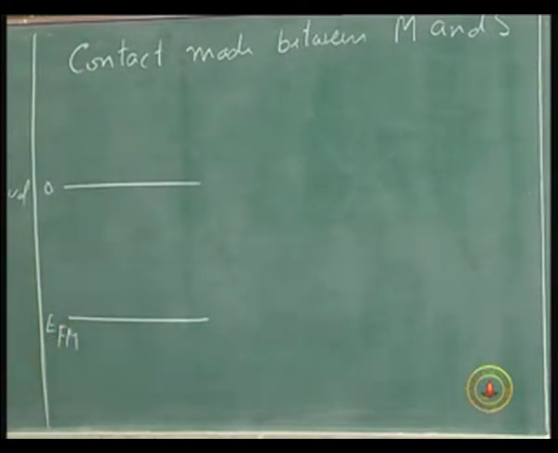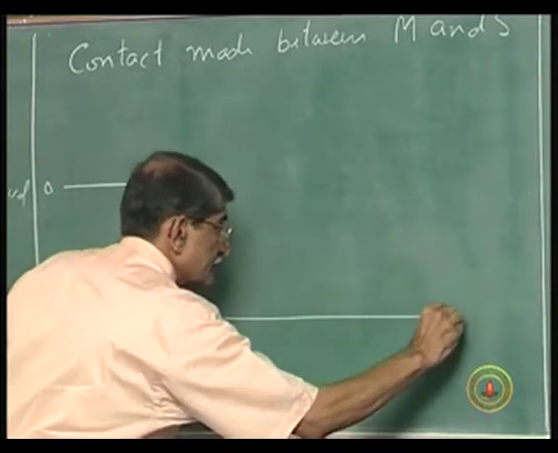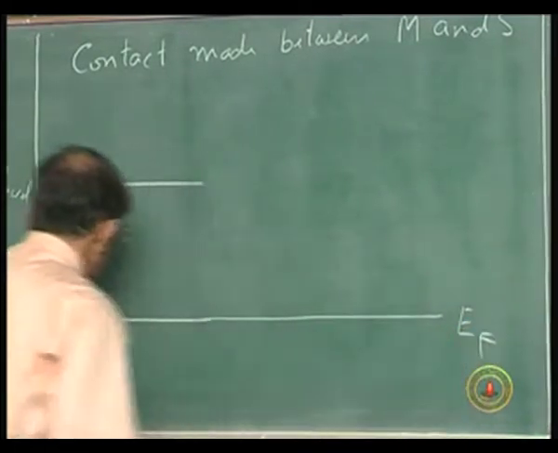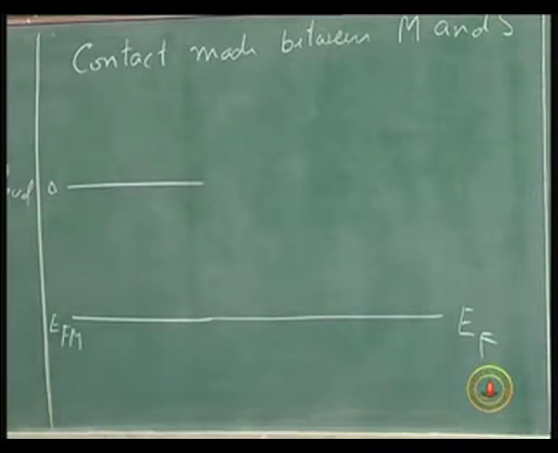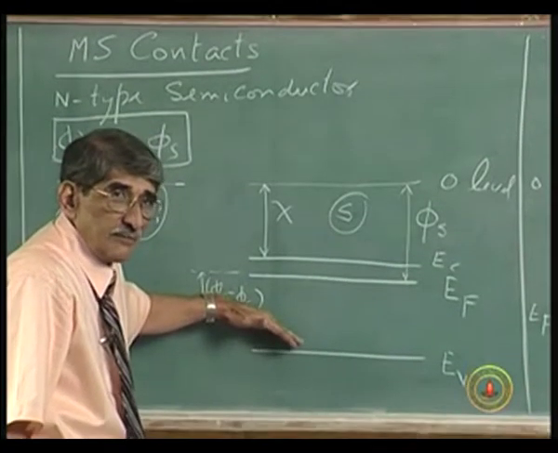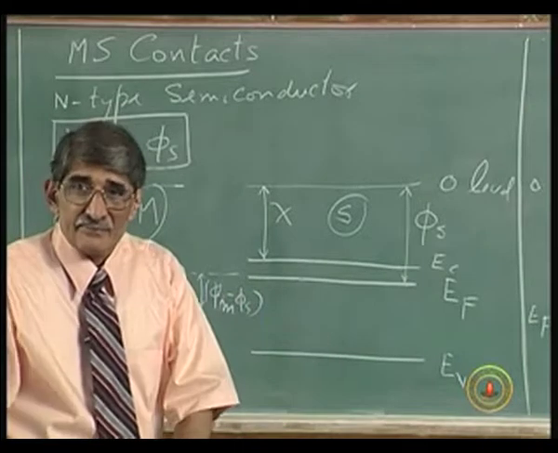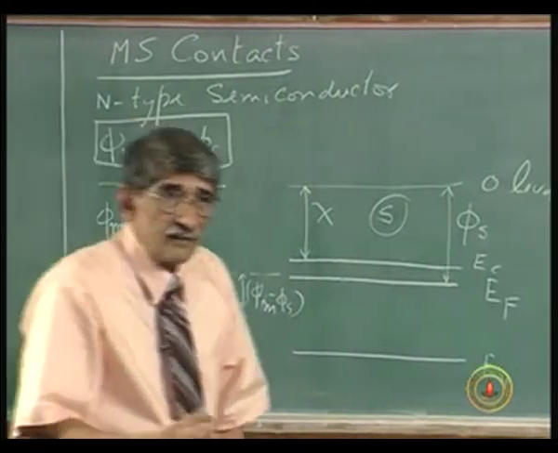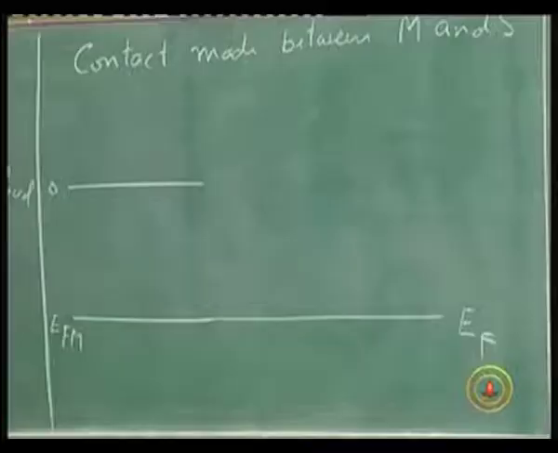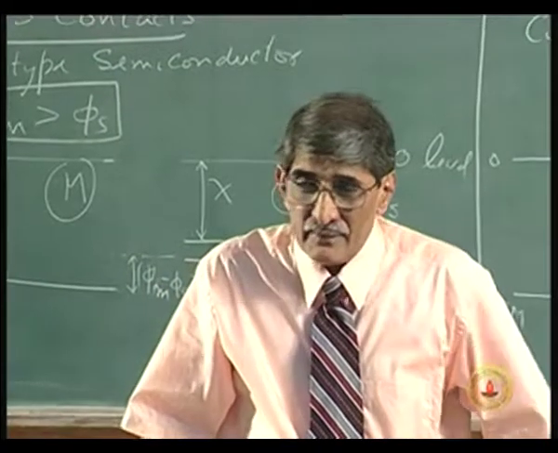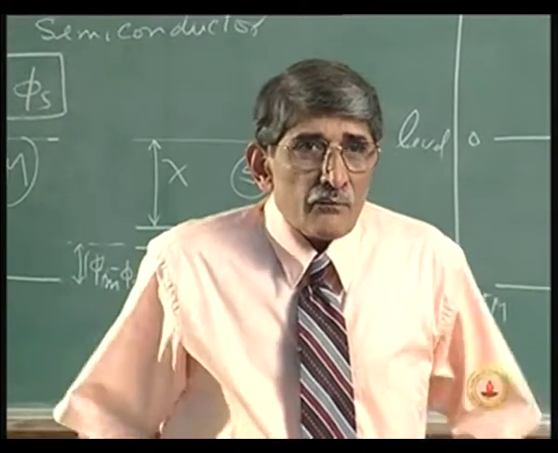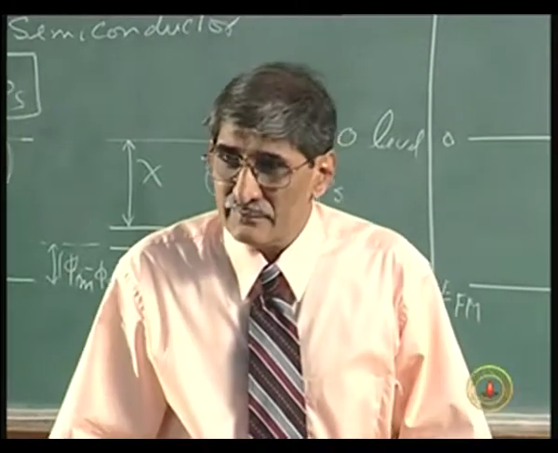EFM becomes equal to EF. So, what I do is I draw this continuously. What has happened is this Fermi level has come down, because electrons have got transferred from that semiconductor to the metal, leaving plus charges. Okay. Why do the energy levels go down now?